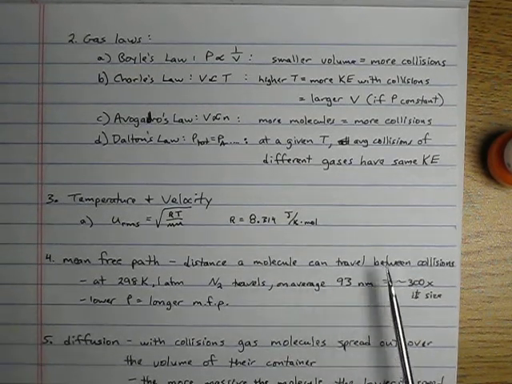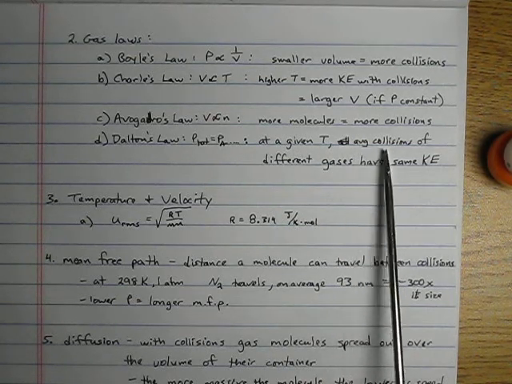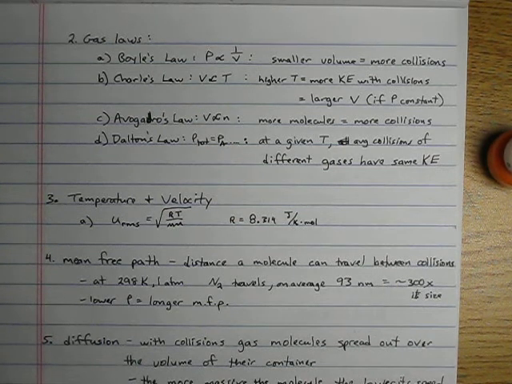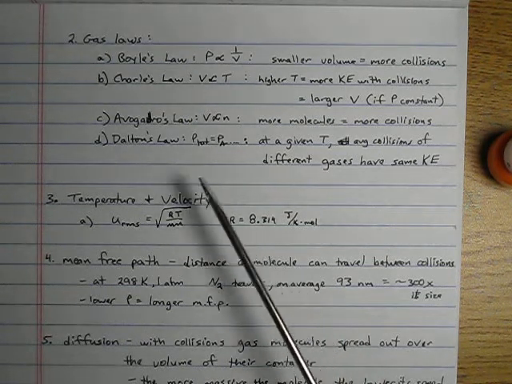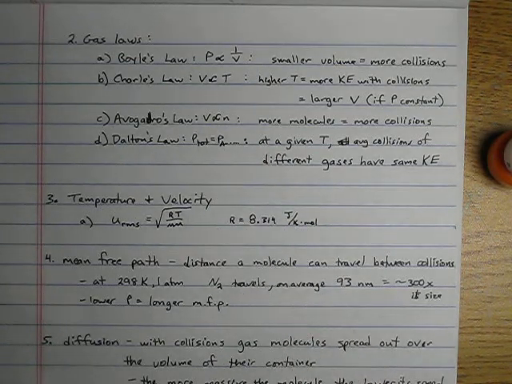And Dalton's law of partial pressure. Note at a given temperature, the average of all the collisions of different gases have the same kinetic energy. Recall, KE equals 1/2 mv squared. It doesn't matter what the molecule is or what its mass is at a given temperature, since temperature is proportional to kinetic energy. At that given temperature, the average molecules, no matter what their mass, have the same kinetic energy. And therefore they're moving at different speeds, but since it's the same kinetic energy, it doesn't matter what the gas is when we're looking at the pressure.